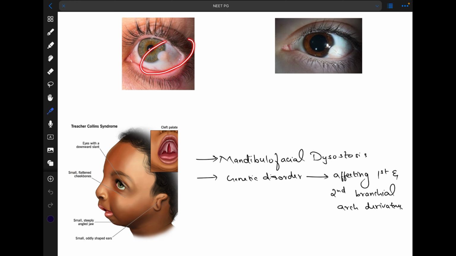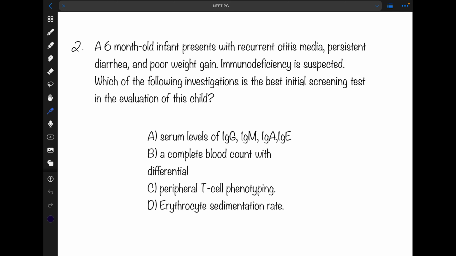So these are other pictures of this limbal dermoid. It is often seen at the infratemporal limbal region. So I guess you got this question.